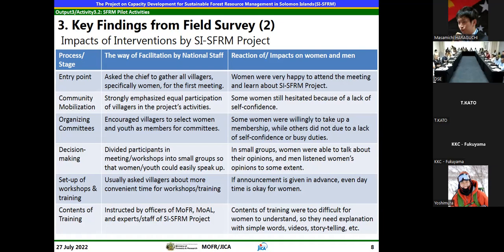Also, we have to give announcements in time to the villages. You may not just say we go tomorrow and register today. We have to tell them in advance so that all the families are prepared.